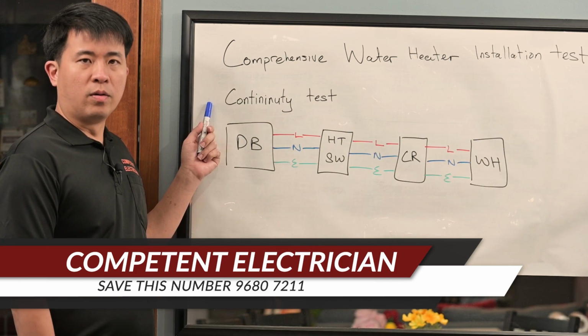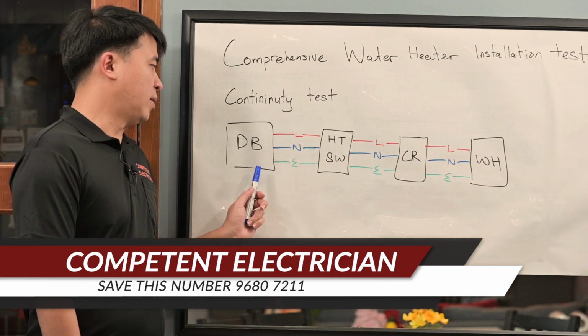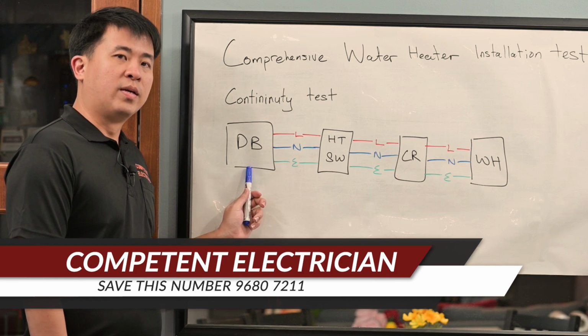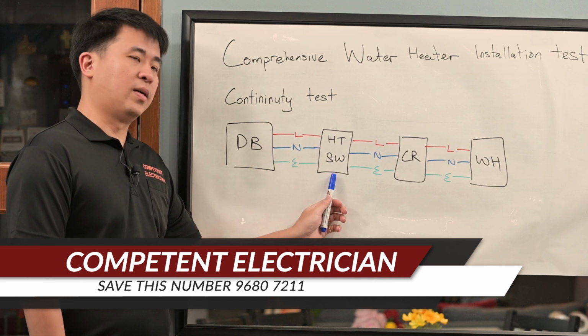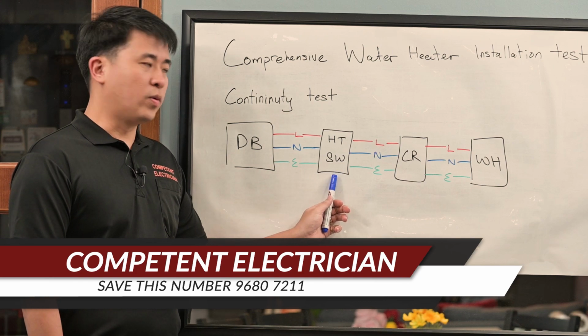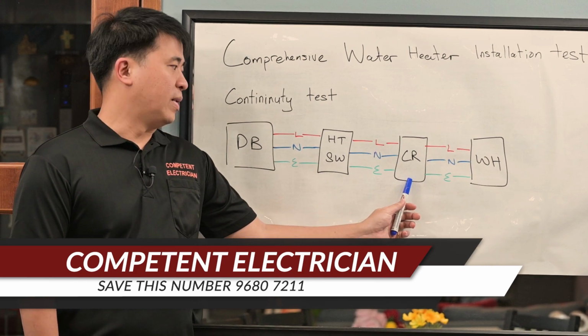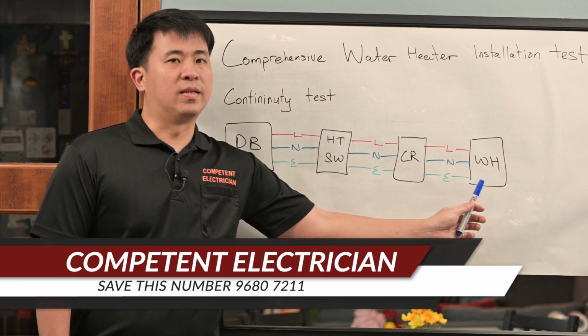Let's see what a continuity test is. This is an electrical distribution box. They will run 3 wires to a water heater switch. After the water heater switch, it will connect to the ceiling rose. The ceiling rose will connect to a water heater.